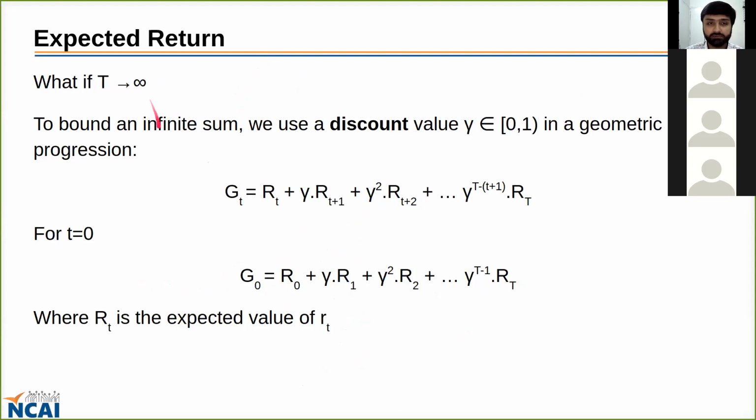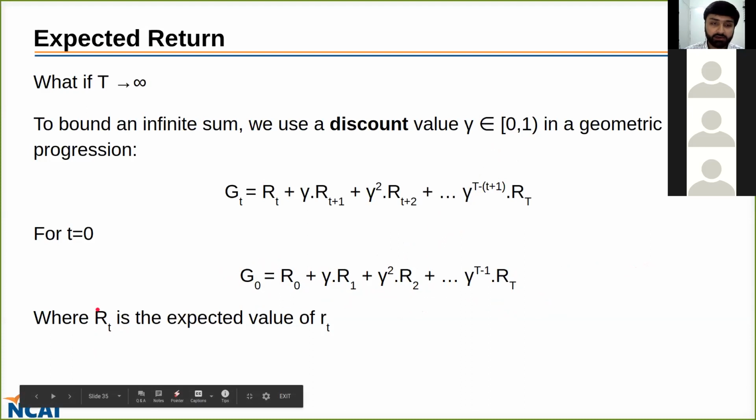Now, another problem that we have to talk about is what if this terminal T goes to infinity? To bound an infinite sum, we need to use a discount value to penalize rewards of future states in such a way that, if we are at the start of the environment interaction, the initial state transition reward is taken as is, and the future rewards are discounted by this value which is between 0 and 1, so that these values grow smaller and smaller, and it is mathematically proven that this sum is always bounded to a finite value and does not blow up. Here the capital R is for the expected value, as we talked about earlier.